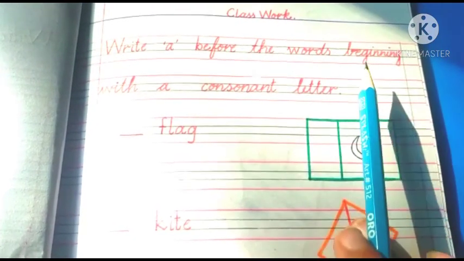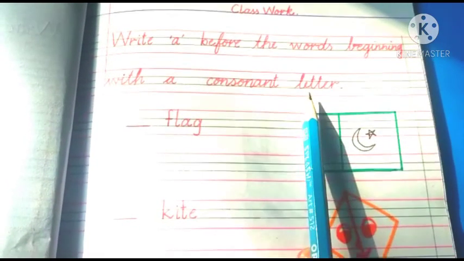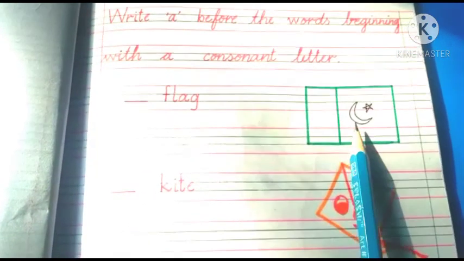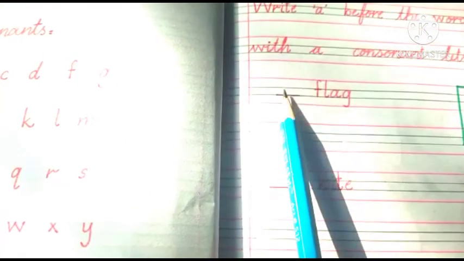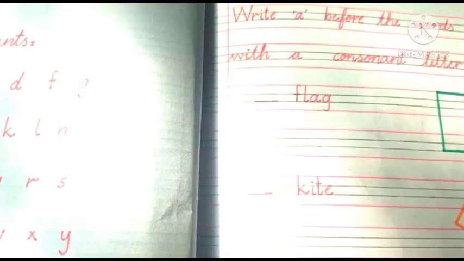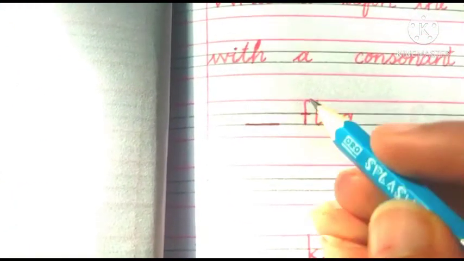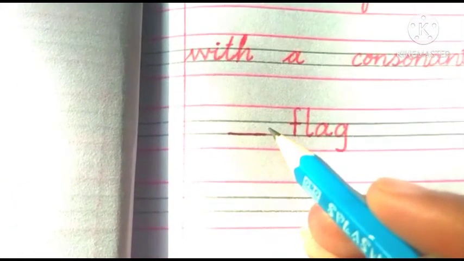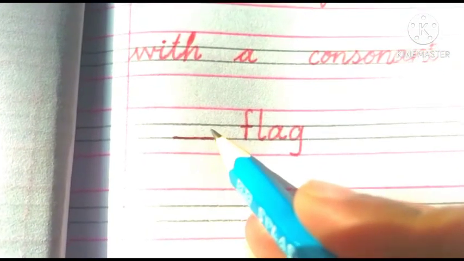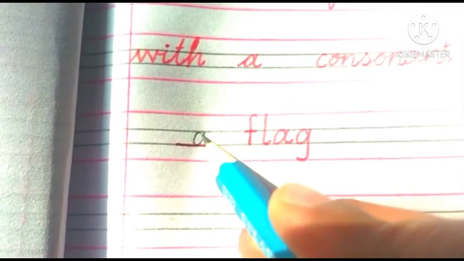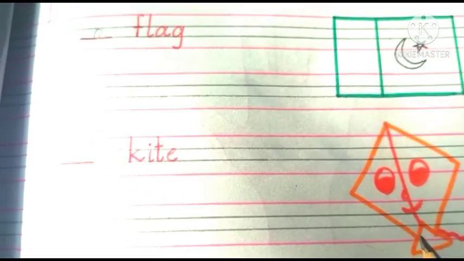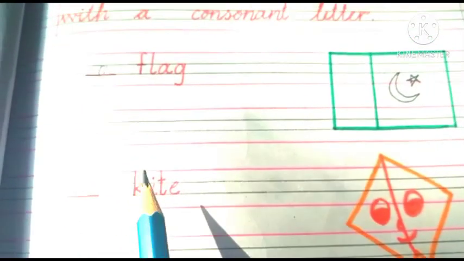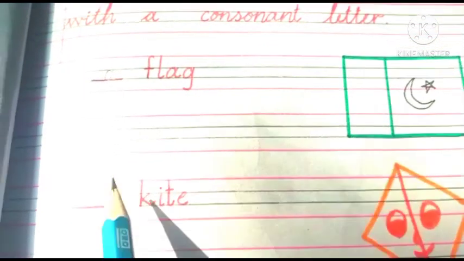So let's write a before the words beginning with a consonant letter. Look at the first picture. It's a flag. What we will use with flag? It starts with letter F. F is a consonant, so we will write a. We will write article a flag. So let's write a. You will write a in middle 2 lines, in second and third line. A flag.